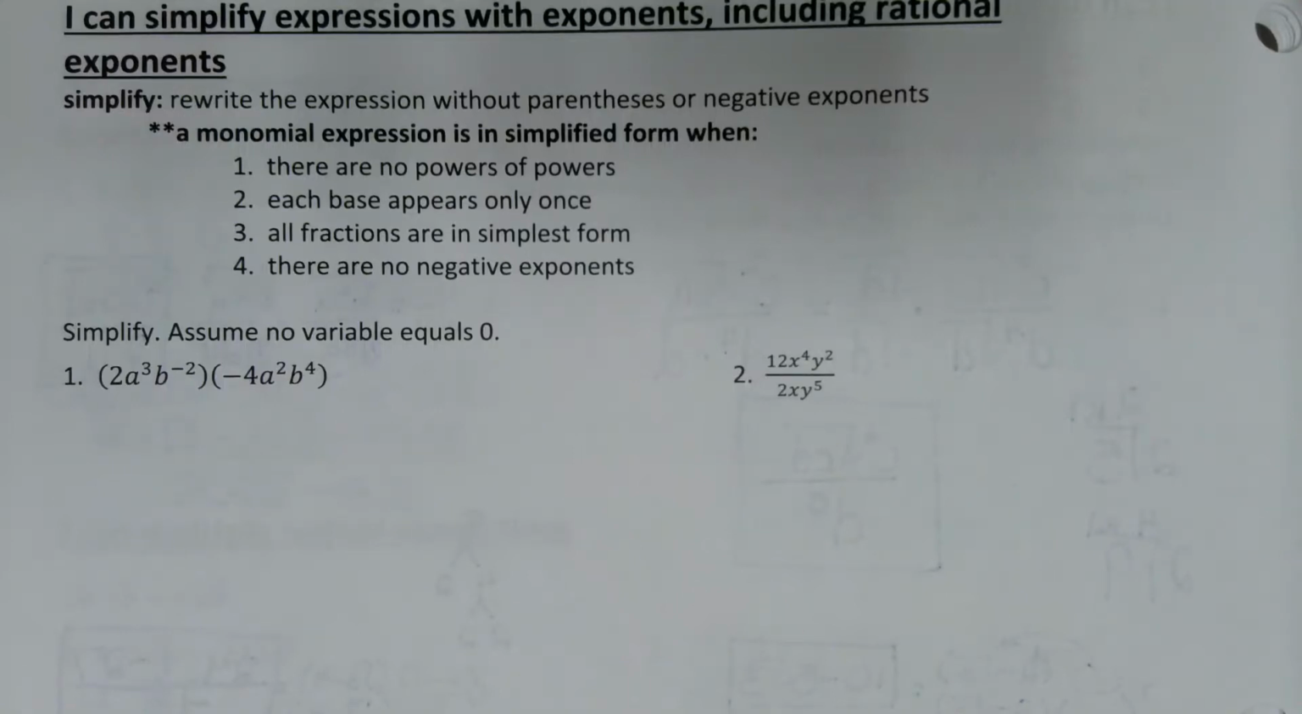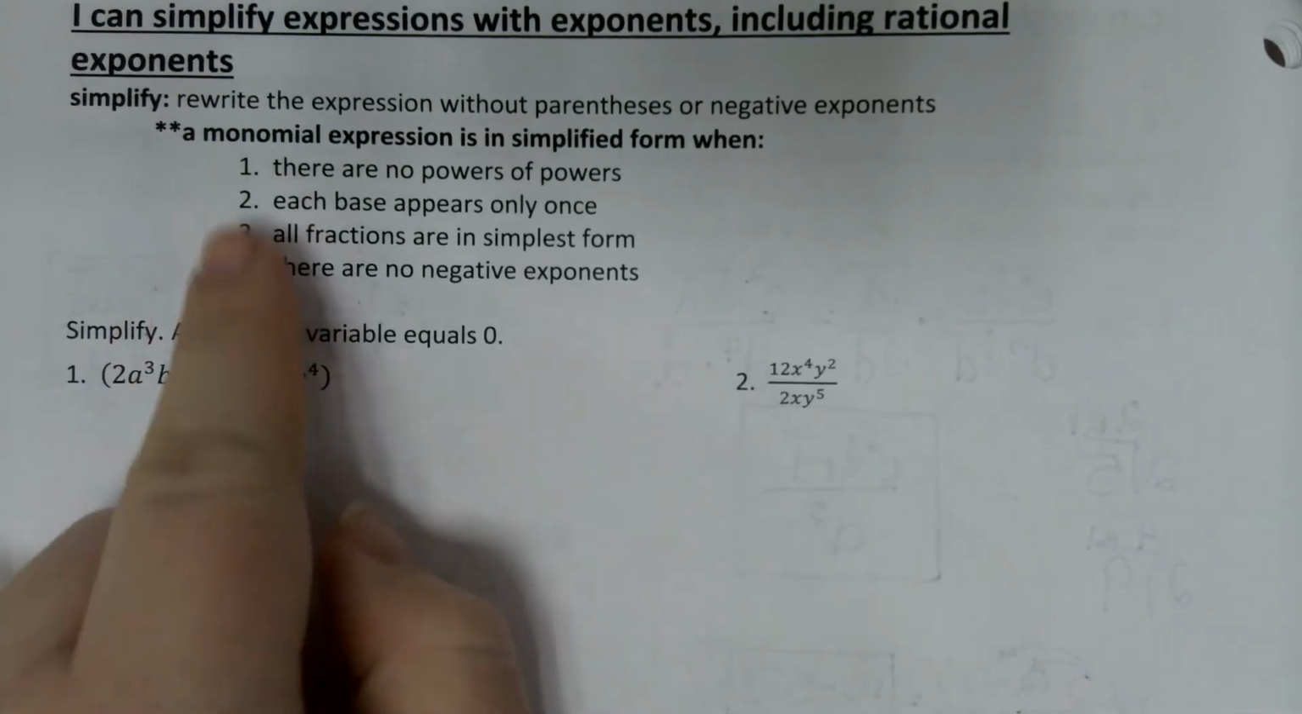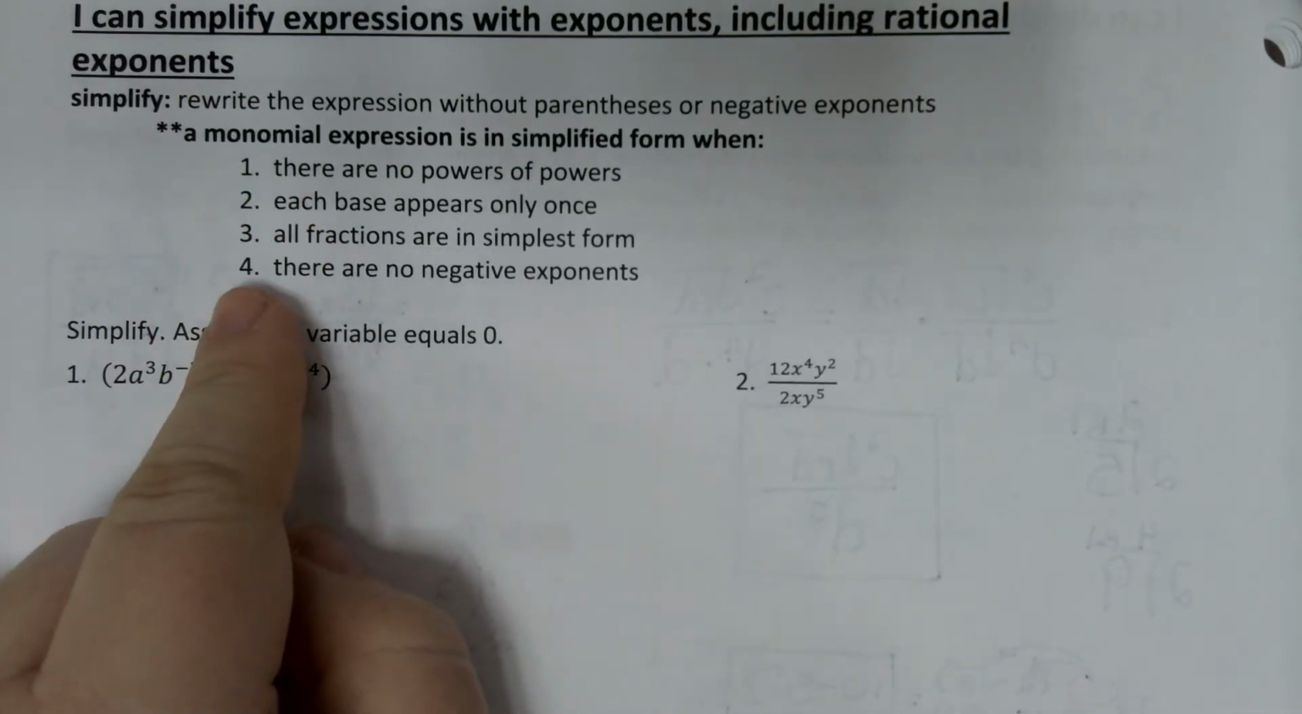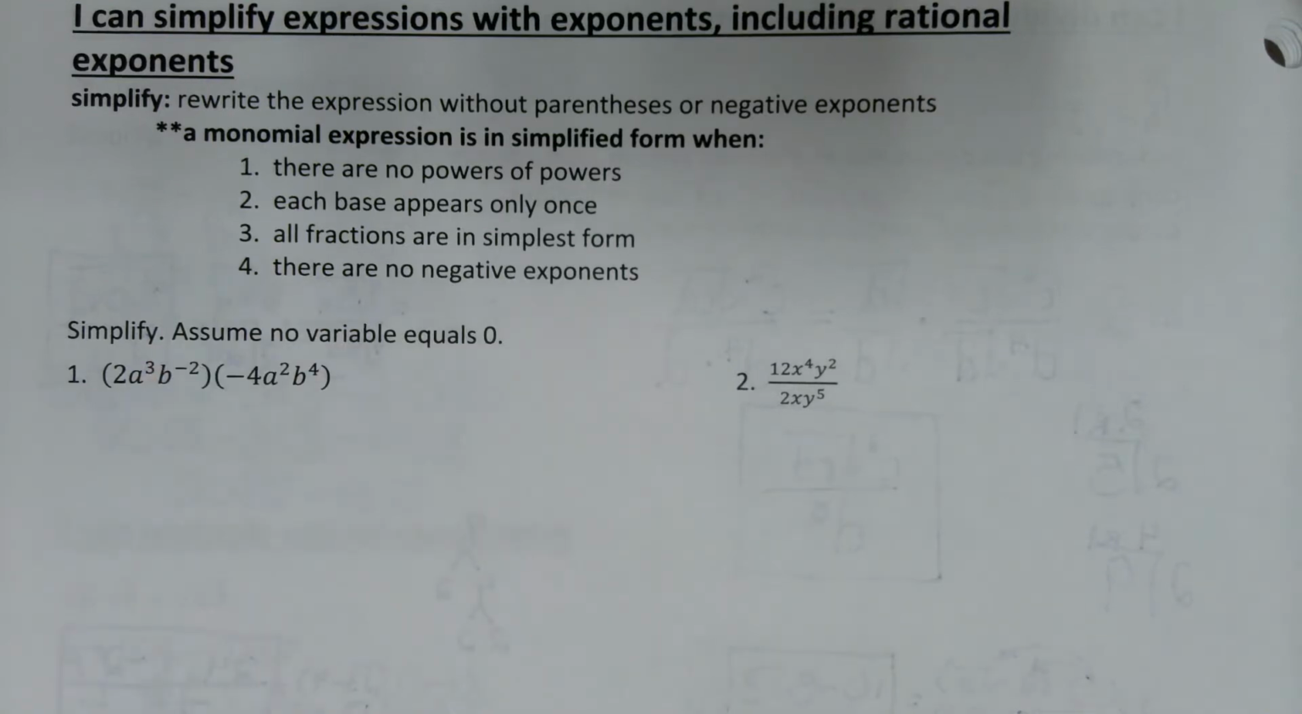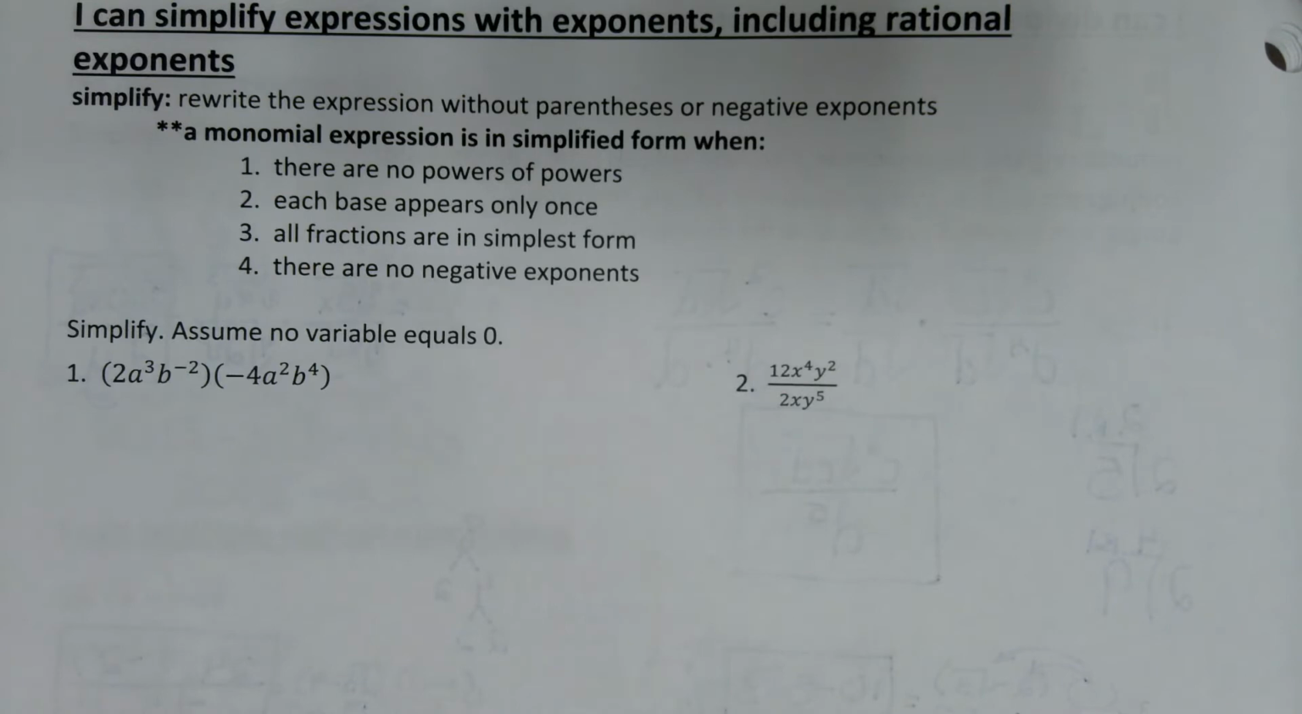So to simplify expressions with exponents, including our rational exponents, there are 4 steps to have a simplified monomial expression. You can't have any powers of powers. Each base can only appear once. All fractions are in simplest form, and we can have no negative exponents. Number 4 is the most common one that people forget about. So make sure you are checking that your answer doesn't have negative exponents.